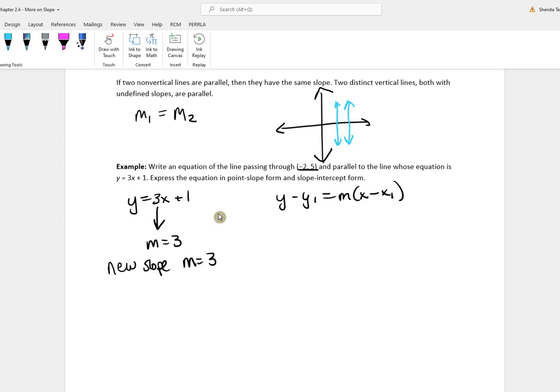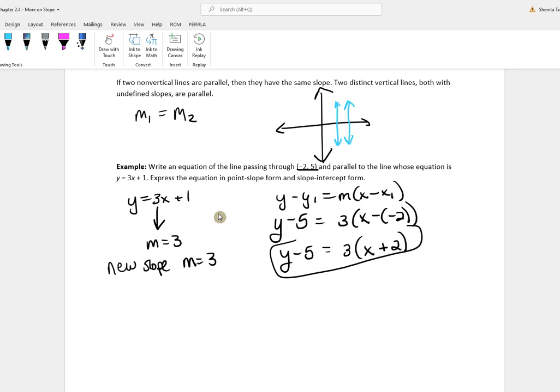We know that it's going to pass through the point -2, 5. That's going to be my x1, my y1. So this will be y minus 5 is equal to 3 times x minus a -2. When we multiply this out, well, multiply this negative and this negative, that's a positive. So we get y minus 5 is equal to 3 times x plus 2. This is your point slope form.